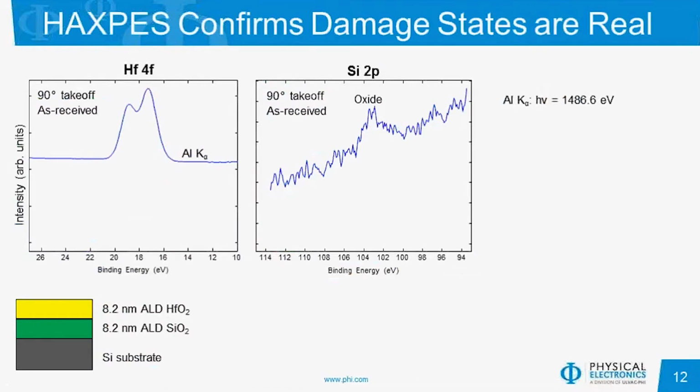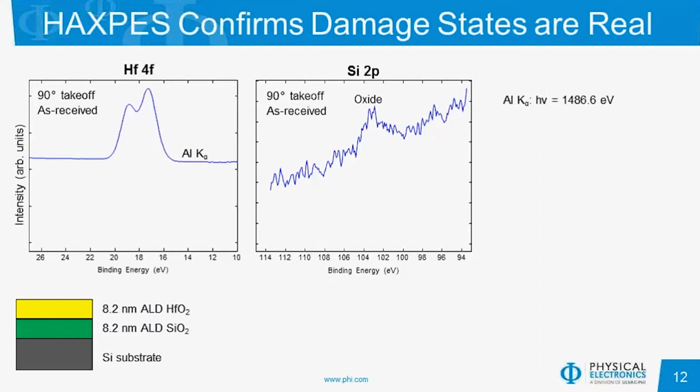Now, another test that we looked at was to understand how much of this damage is due to the ion sputtering or maybe just inherent to the sample in the deposition process. We're using HAXPES, or hard X-ray photoelectron spectroscopy, to understand this in more detail. For the stack that we have, which is approximately 16 nanometers, if we tilt our sample to 90-degree takeoff, so we should get the most information from the bulk of the sample, using our aluminum K-alpha source, our hafnium 4f peak is shown on the left.